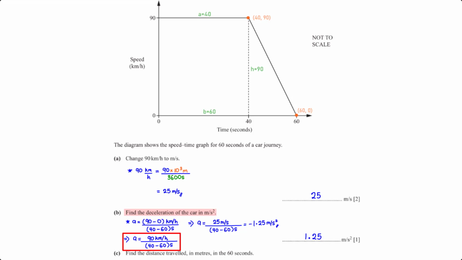The final answer needs to be in meters per second squared. So we need to convert 90 kilometers per hour to meters per second. We did this in the previous question and we got 25 meters per second. When we type this into the calculator, we get negative 1.25 meters per second squared. Since we are asked to give the deceleration, we ignore the negative, so the deceleration is 1.25 meters per second squared. If we were asked for the acceleration, then we include the negative.